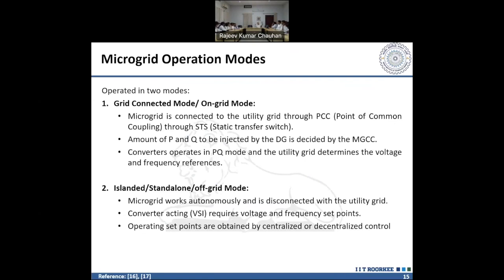If my sending end voltage is V1 and the receiving end voltage is V2, V1 is coming from the machine, so V1 is fixed. What is the effect on V2? V2 is V1 minus this drop. If the current increases, the line drop will increase. If the line drop is increased, the voltage will decrease.